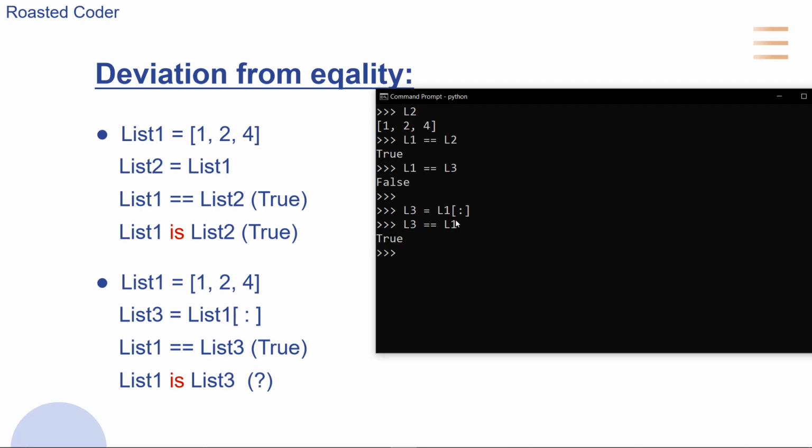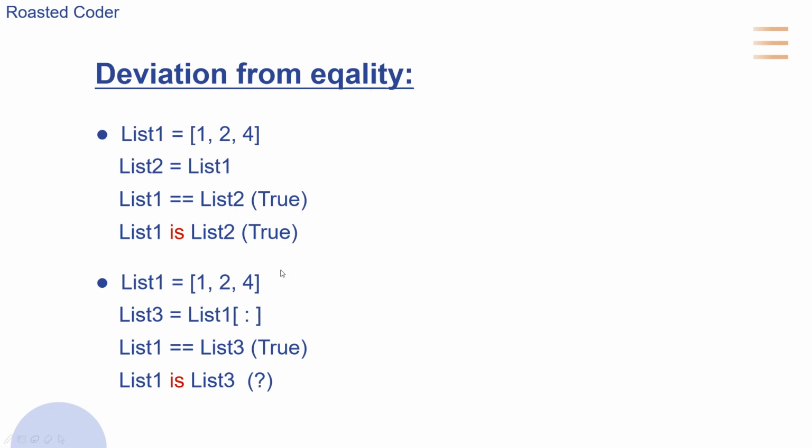Now there is a keyword, is, in Python. So if we check L1 is L2, it will be true, since both lists are pointing to the same list. And L1 is L3 will give false, since both lists are not the same. The values inside the lists are the same, but the lists are not the same, so it's showing false.